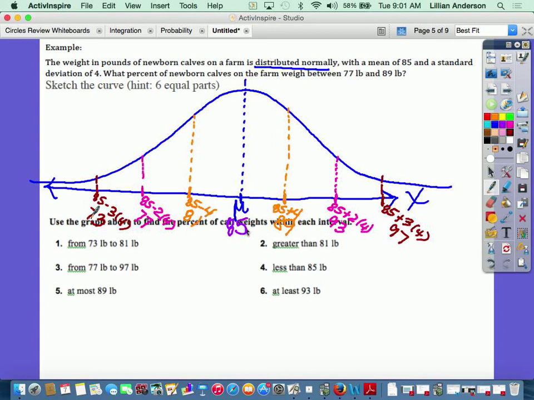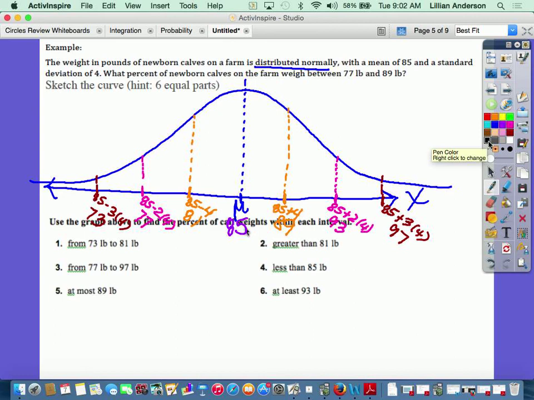Now, do not get me wrong, there might be that one outlier, that really super big calf that came out, okay? There is the potential for outliers. However, if there's just one, it's not going to change your spread drastically, okay? Questions on the actual graph, creation of it? Okay?